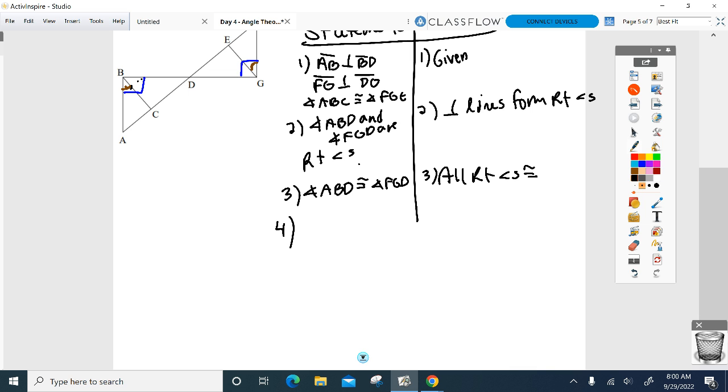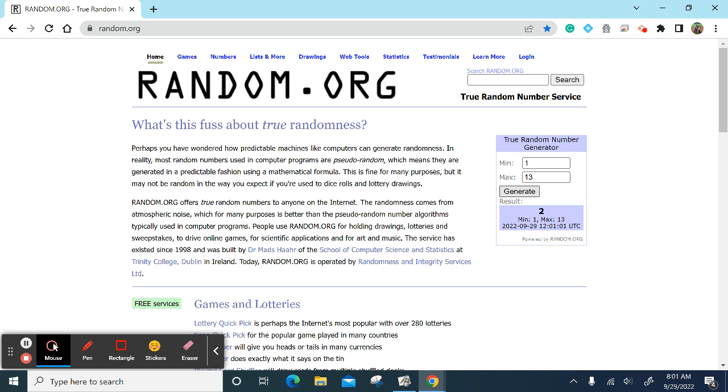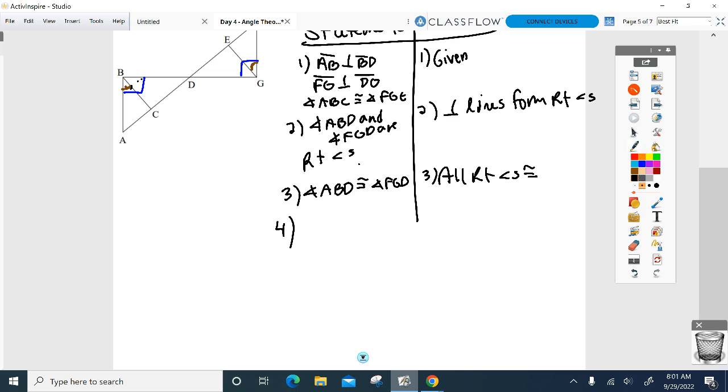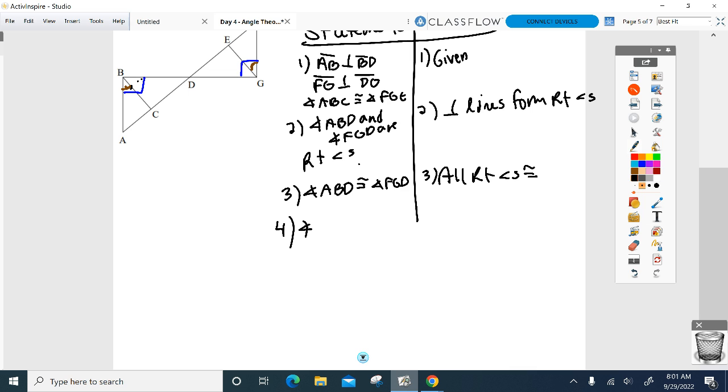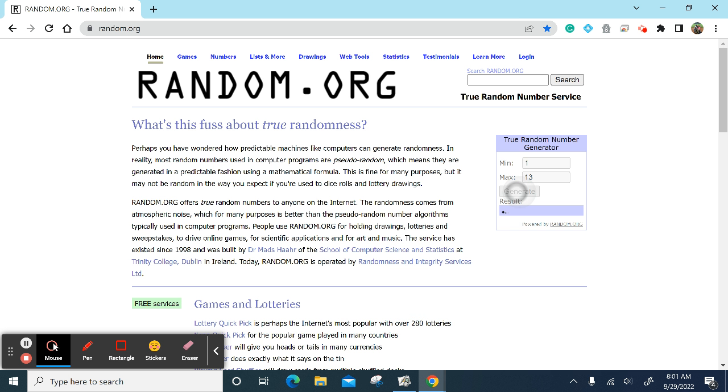All right, calling on somebody here. Let me know what 2 angles you want to subtract. ABD. Yep. ABC. Yep. ABD minus angle ABC, the congruent one. Great job. Equals on the other side. What 2 angles do you want to subtract?